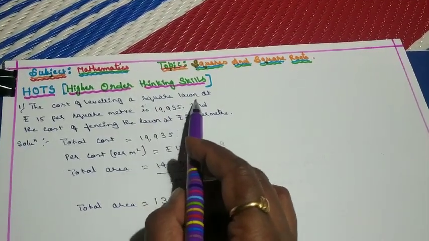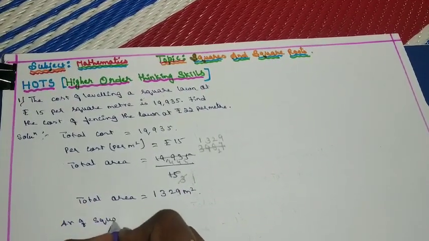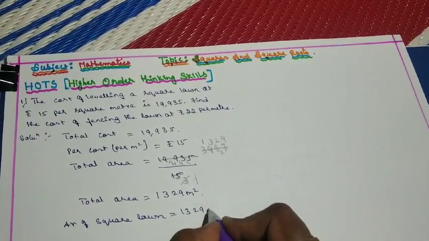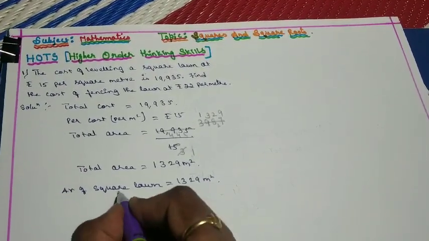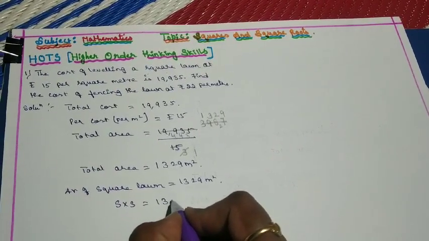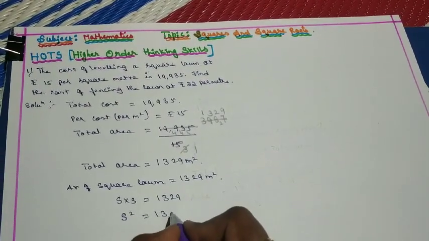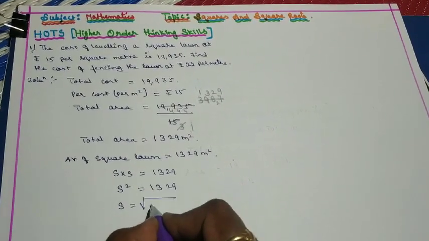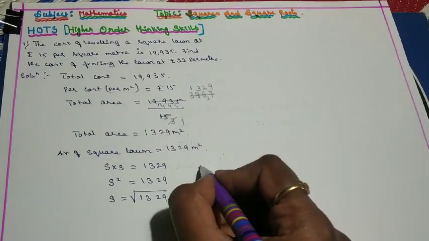But in which shape is the lawn? The lawn is in square shape. So the area of the square lawn equals 1,329 meter square. We know that the area of the lawn is side into side, so s into s becomes s square equals 1,329. Taking square roots on either side, it becomes the square root of 1,329. We need to find its root, children.